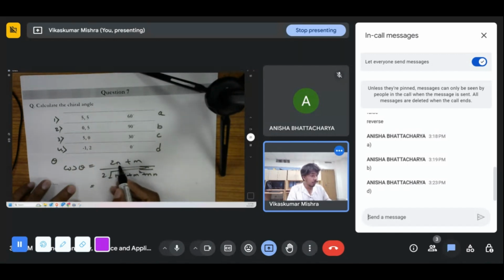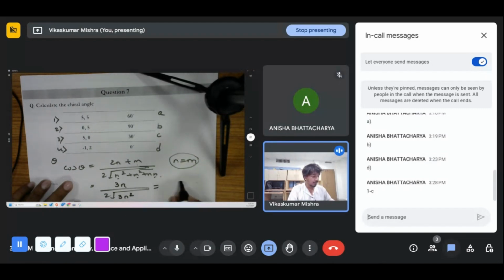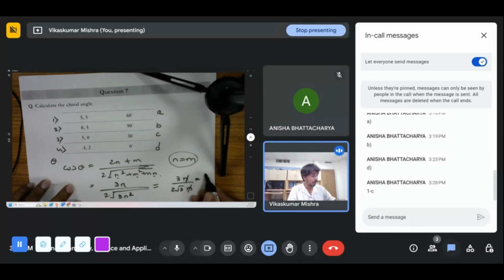So in that case, 2n plus m will become 3 times some value n, taking m equal to n. Here we get 2 root over this, and again these values are the same, so we get 3 times n square. So we get 3n divided by 2 root 3 times n. This will cancel out and we get root 3 by 2. So one is matching with the cos.